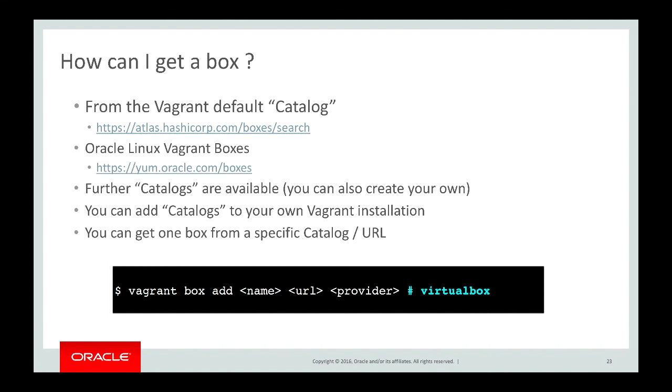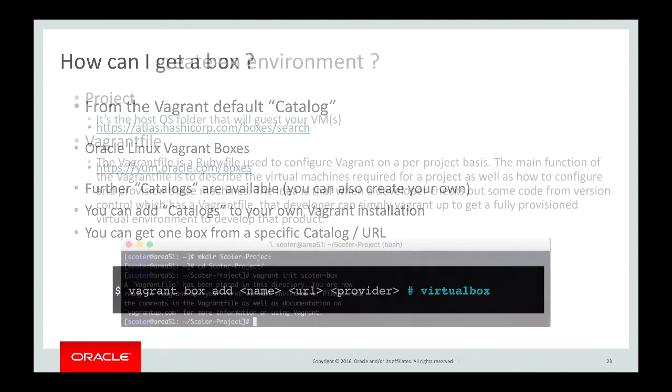Below you can see a picture with the syntax of the command vagrant box add, the name of the box available, the URL where to download the box, and the provider. The provider in our case is VirtualBox.